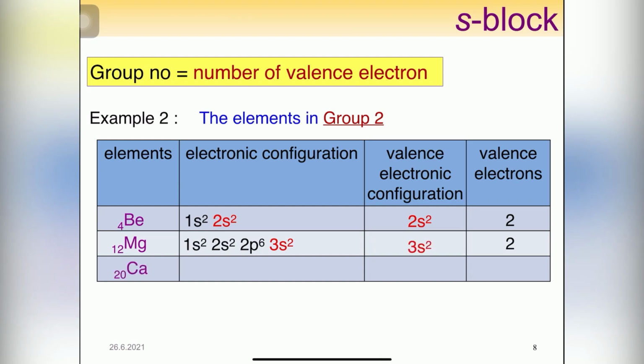For calcium, this is the electronic configuration. The highest n is 4. There are 2 electrons in orbital 4s. So the valence electrons are 2, and the valence electronic configuration is 4s2.